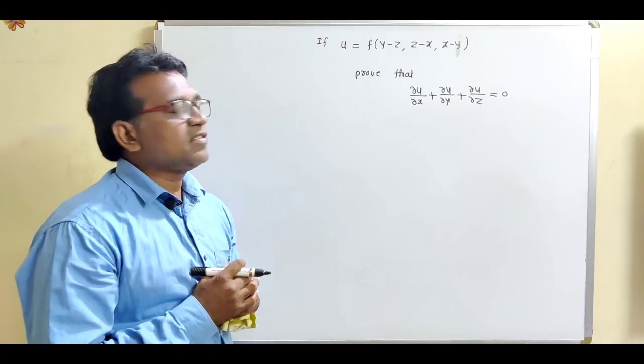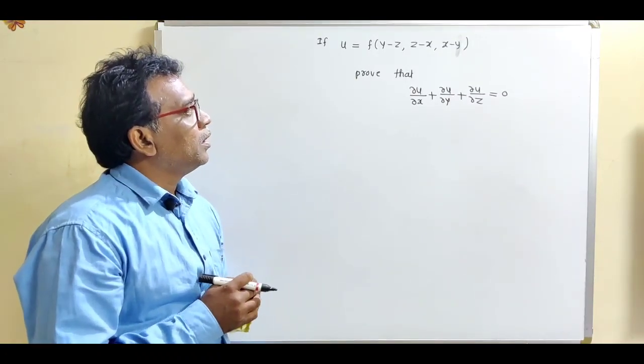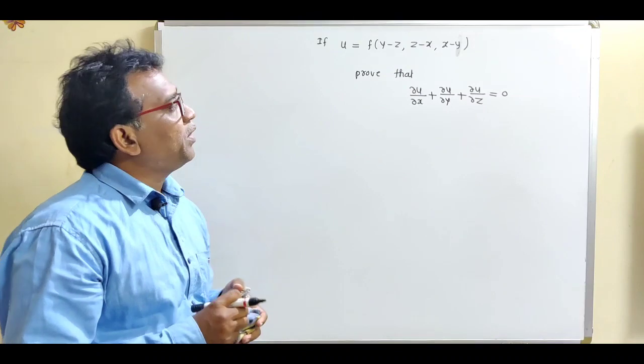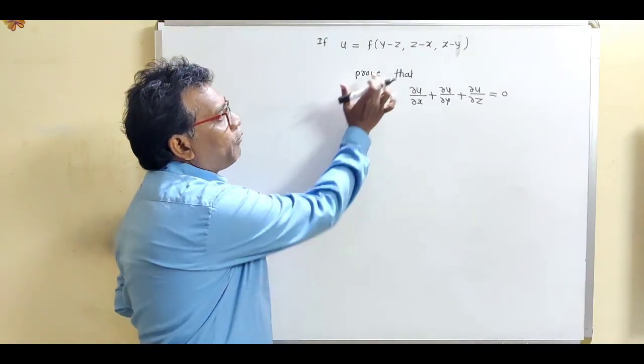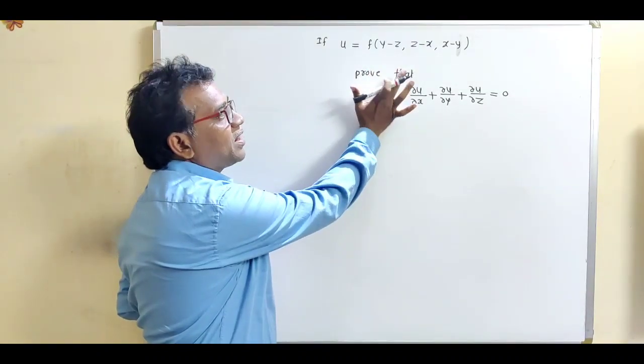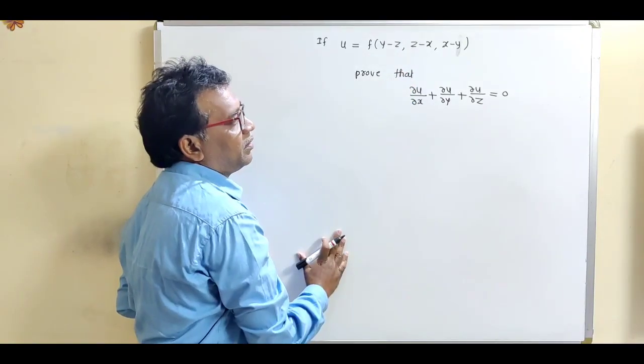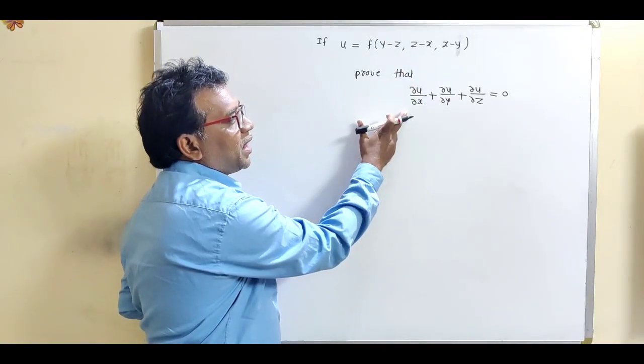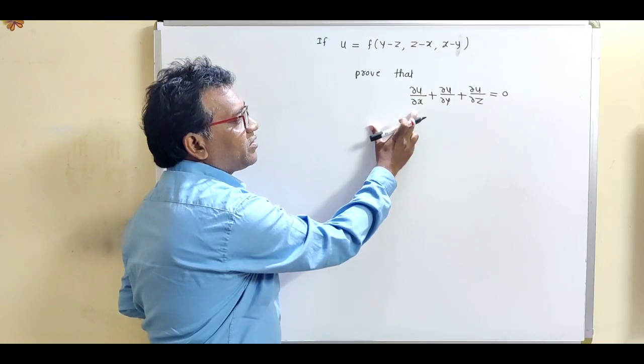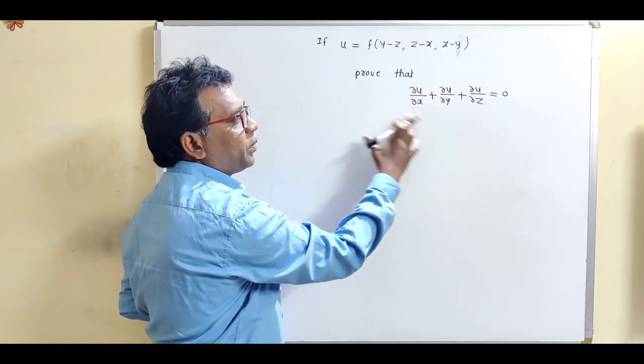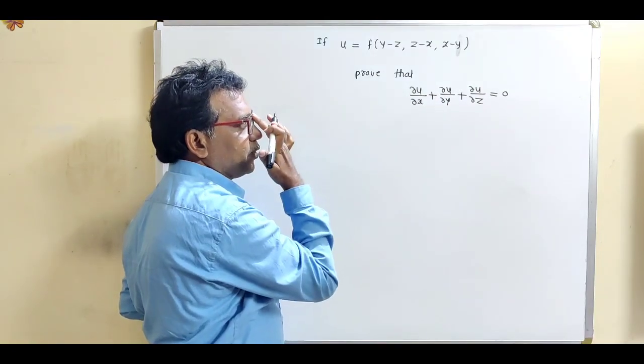Now let us take this second example. If u is equal to f of y minus z comma z minus x comma x minus y, then we want to show that del u by del x plus del u by del y plus del u by del z is equal to 0.